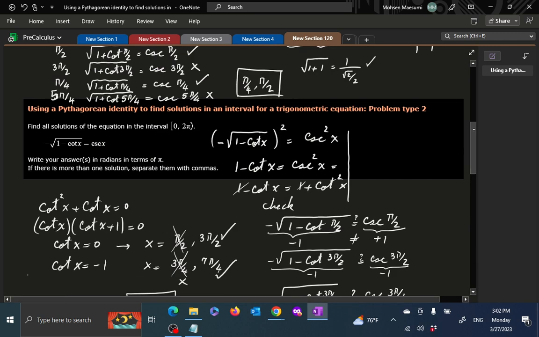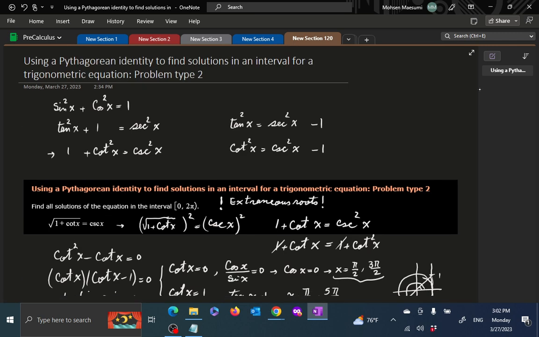So, more practice on tangent, secant, cotangent, and cosecant. More practice on extraneous roots. If you are squaring your equation, you have to check your final answers to see if they satisfy the original equation.